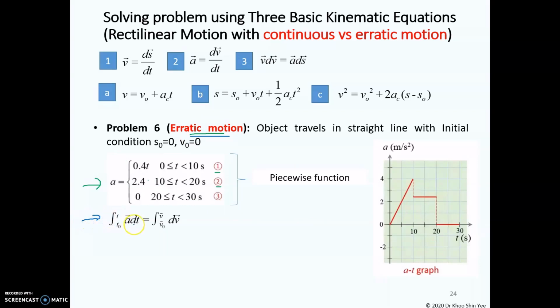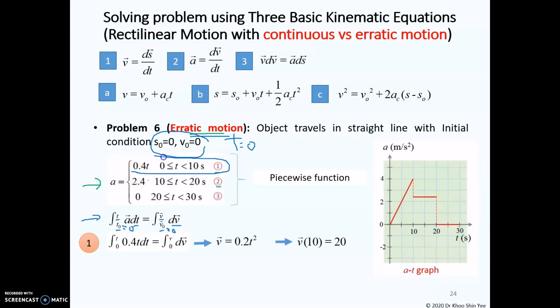Then you integrate acceleration to obtain the velocity. For dt, the limit changes from t0 to variable t. For dv, the limit changes from v0 to variable v. Since the initial condition is given here at t equal to 0, the displacement and velocity will be 0. Then we can substitute t0 to be 0 and v0 to be 0 here. Let's start with the first time interval here, and you substitute the acceleration 0.4t here. When you integrate, you obtain 0.4 t squared divided by 2. And don't forget the limit t and 0. So once you substitute the limit t and minus with 0 inside, you obtain 0.2t squared.